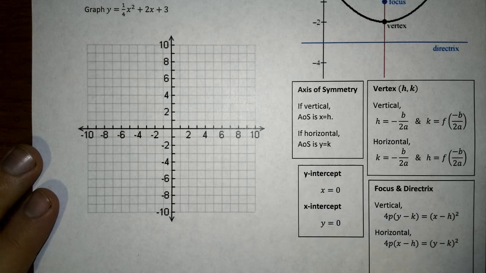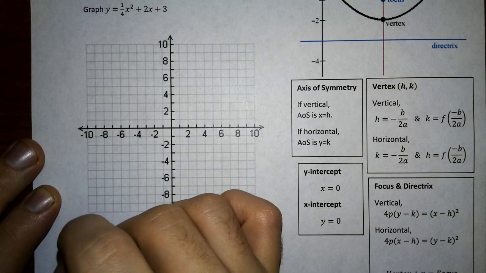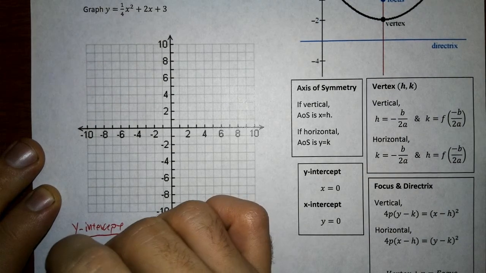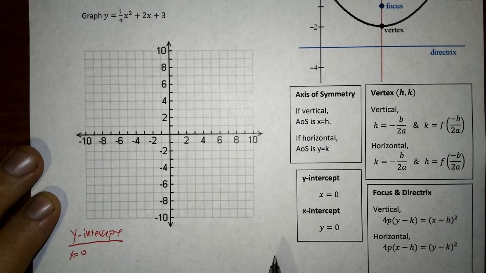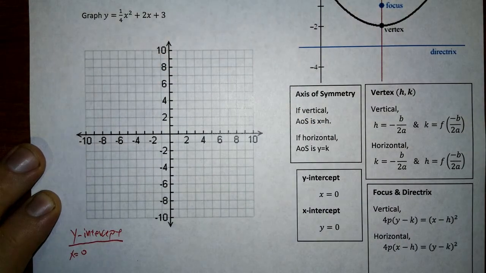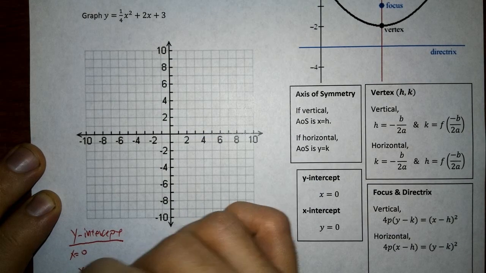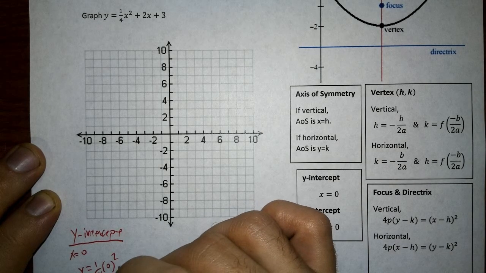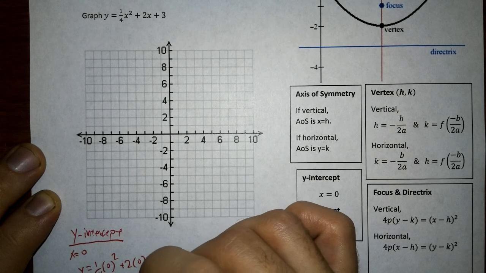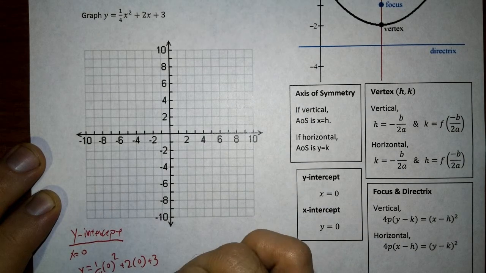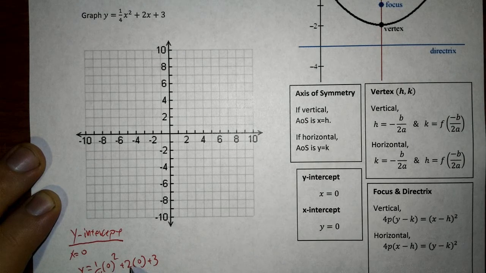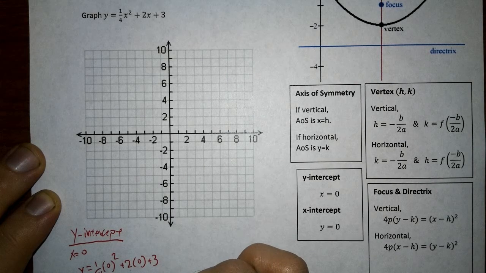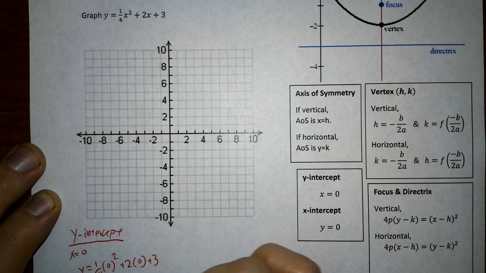So I'm going to go ahead and start with my y and x intercept. I know that my y-intercept will be when x is equal to 0. So I'll go ahead and take my equation from up here and substitute 0 in for x, so I'll have y equals 1/4 times 0 squared, plus 2 times 0 plus 3. 0 times that is just going to go to 0, and 2 times 0 is also going to go to 0, so that's going to leave us with 3. So we'll have (0, 3) for our y-intercept.